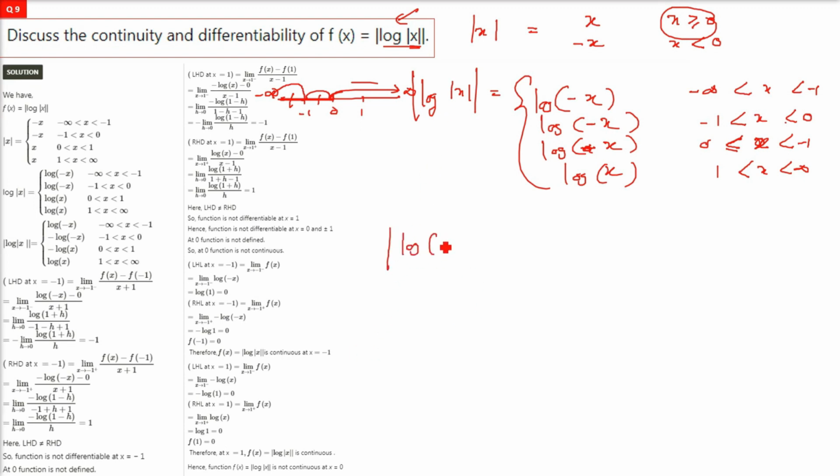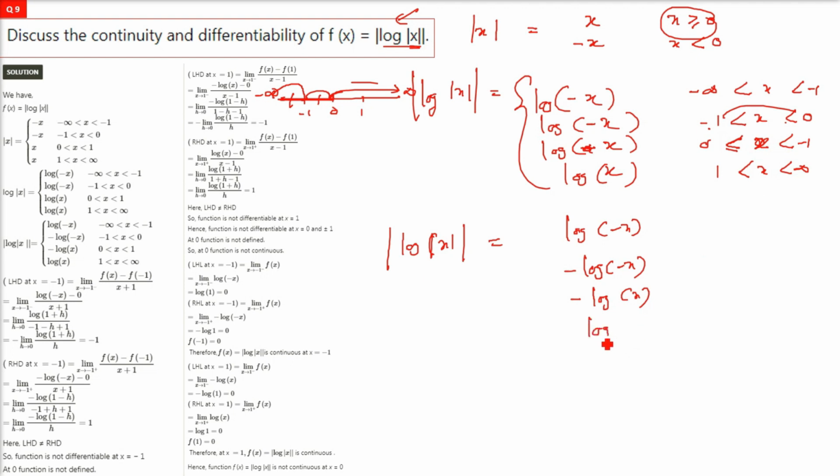When we take the modulus of log modulus x, what all will have a negative sign in front of it? Remember the graph, what part of the graph was below the x-axis? It was from -1 to 0 and 0 to 1, because minus infinity to negative 1 was up, 1 to infinity was up, so you don't have to worry about that. Whatever it is there, write it.